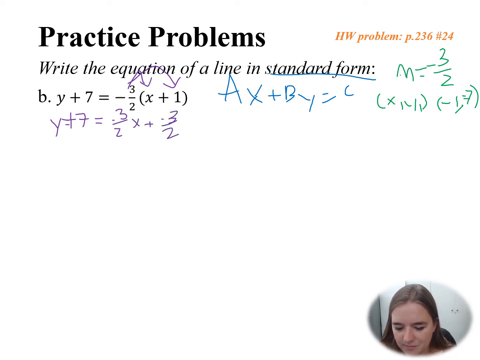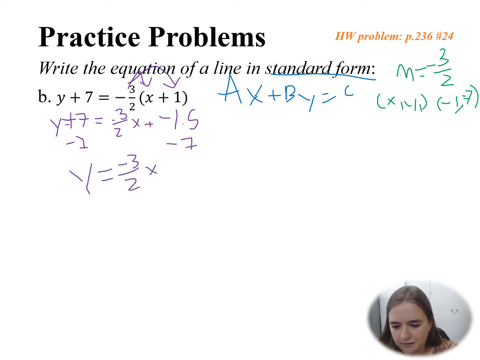What I'm going to do is change that minus 3/2 and turn it into a negative 1/2. Those two ideas are equivalent, so I didn't change anything mathematically. I'm just changing the way that I've written it because I'm going to get y all by itself as my next step. I'm going to take away 7 from both sides, which leaves me with y equals negative 3/2 x minus 8.5, or plus a negative 8.5.